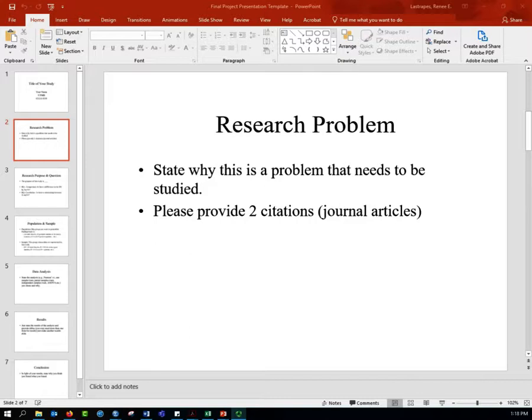I know I've told a couple of you that I'm not concerned if the citations aren't exactly right. I just want you to know that you need to back any assertions that you have up with citations. So if you're saying that this is a problem, you need to have some evidence from the literature that supports your claim that this is a problem that needs to be studied.